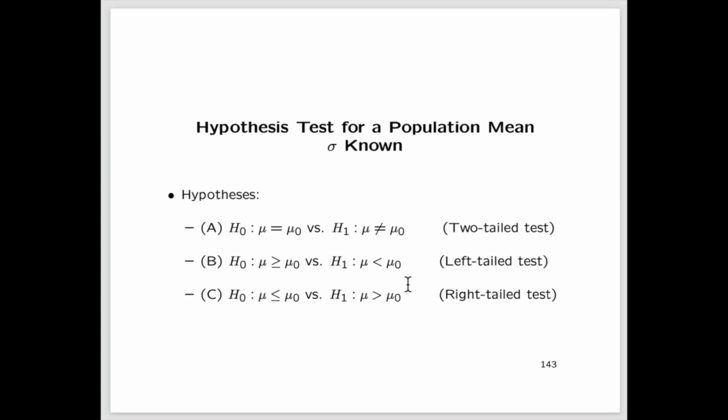Hypothesis set B is a left-tailed test. The null hypothesis says that mu is greater than or equal to mu 0 versus the alternative hypothesis, which says that mu is less than mu sub 0. And then finally, hypothesis C is a right-tailed test. The null hypothesis says that mu is less than or equal to the specified value mu sub 0 against the alternative hypothesis that says that mu is greater than mu sub 0.